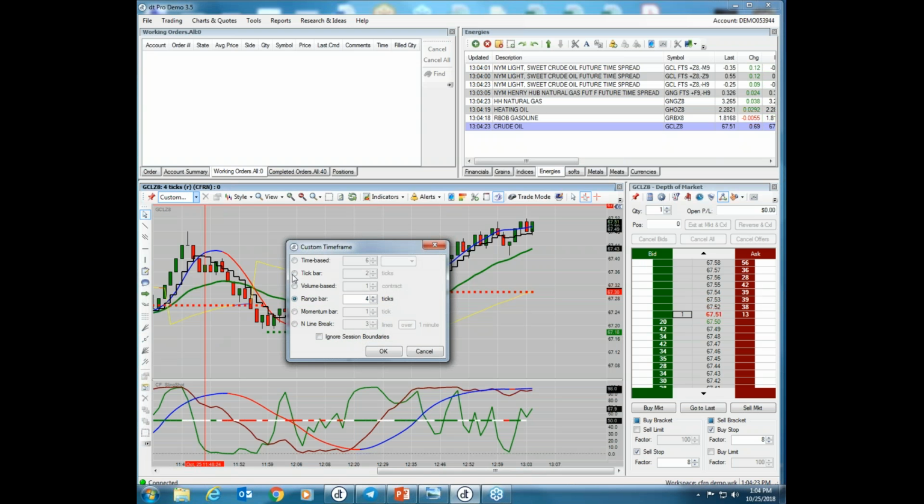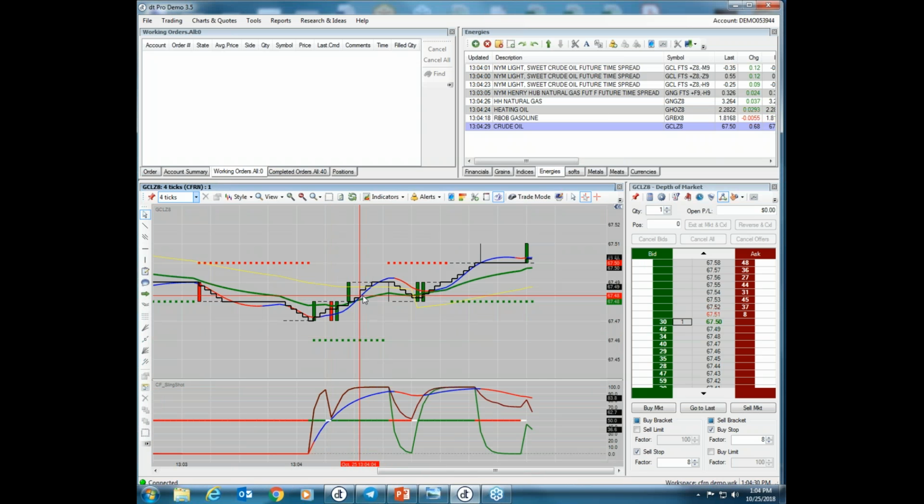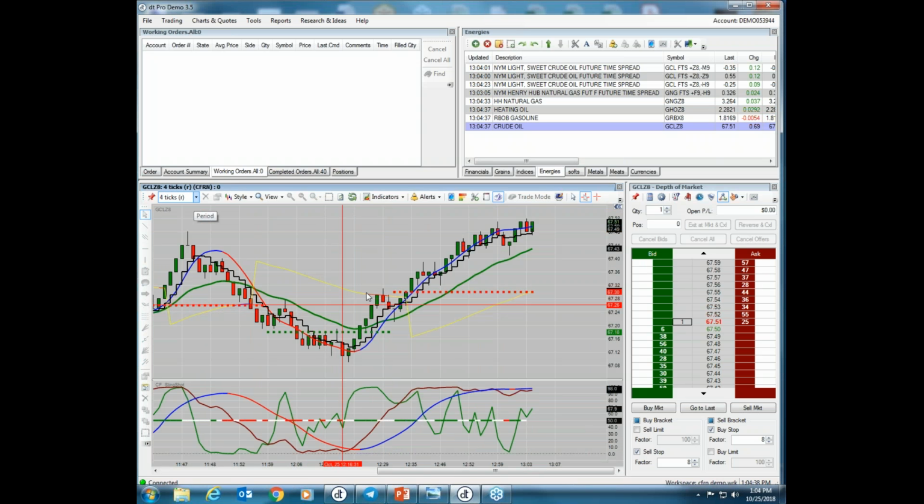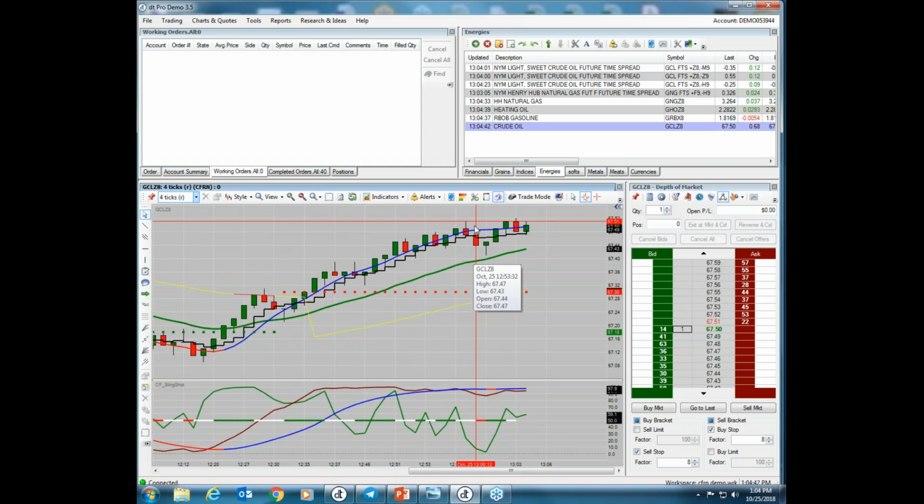They'll go down to the custom bar and select the tick bar, and make that 2 look like a 4. Hit OK, and the chart looks... The bottom line is, if it looks like this, you fell into the trap. It should be on a range bar, a 4 tick range bar. It should look smooth.